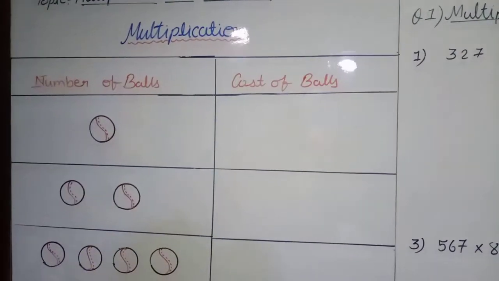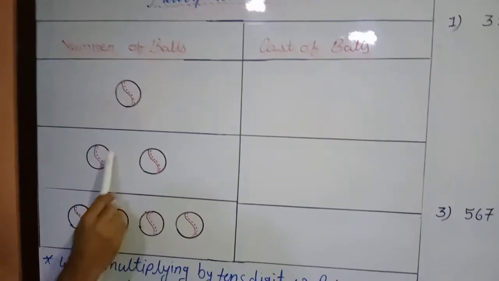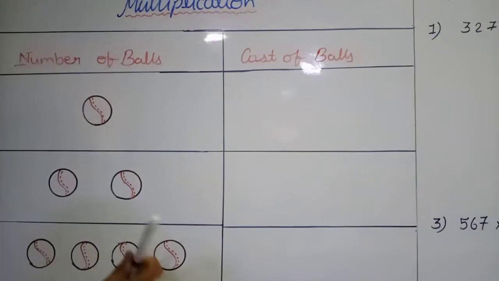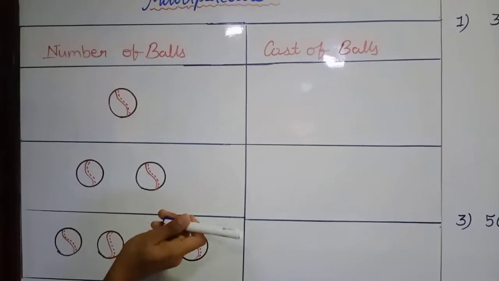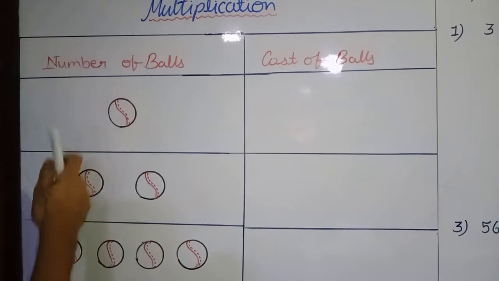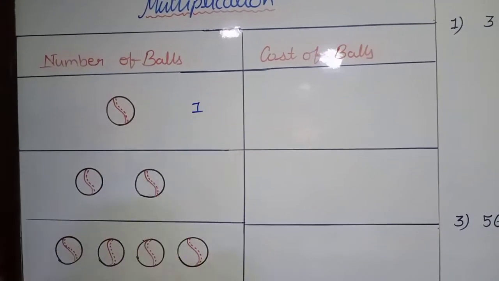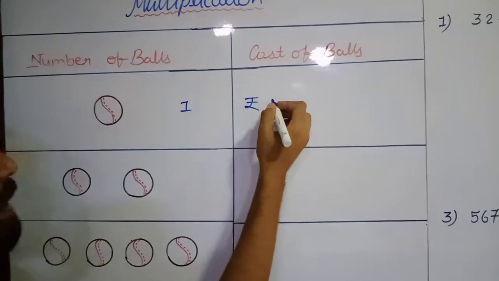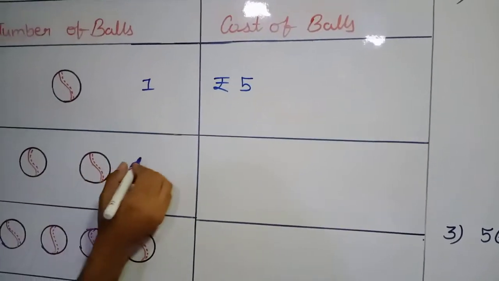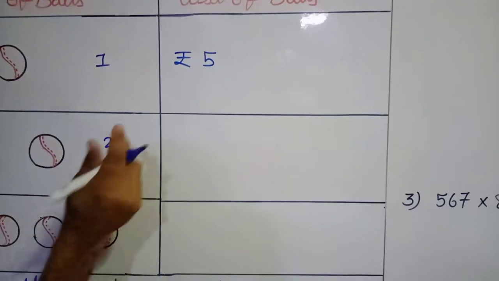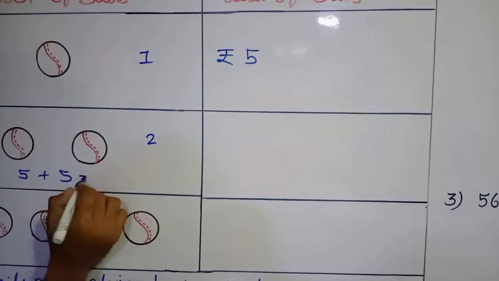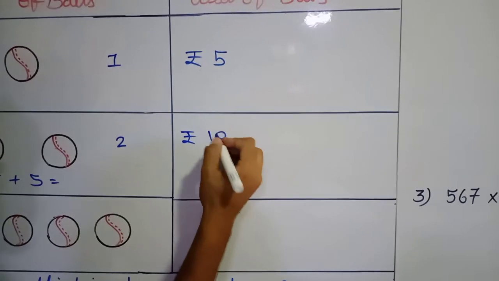Here we have 2 columns. The first one is number of balls and the second one is cost of balls. The same way I took the example of a pen and a marker, here we have the example of a ball. Here the number of balls is 1. Let's take the cost price of a ball as 5 rupees. Here we have the number of balls 2. The cost price of 2 balls is 5 plus 5, so we can say that is 10 rupees.